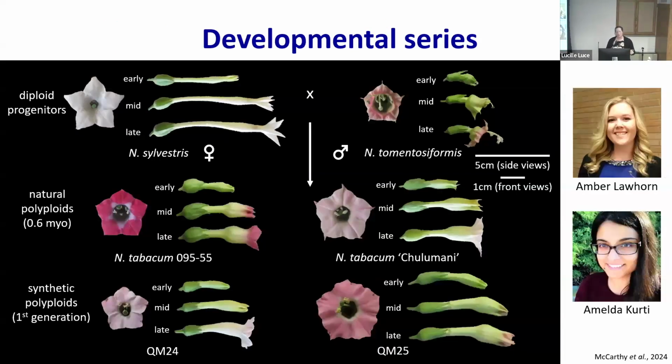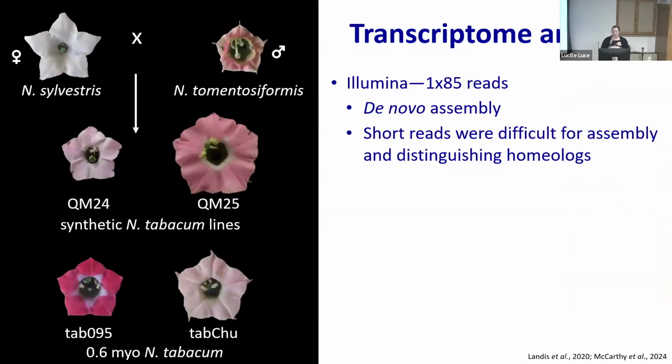So to answer this question, this is part of my postdoc work with Amy Litt at UC Riverside. We did a developmental series for all of our different accessions. So we collected corolla tissue from early buds, mid buds, and late floral buds across all of our different progenitors, our natural polyploids, and our synthetic polyploids. And this work was done by two undergrads, Amber Lahorn and Imelda Curti at UC Riverside with me. We did a transcriptome analysis from these accessions with an Illumina platform and 1x85 reads.